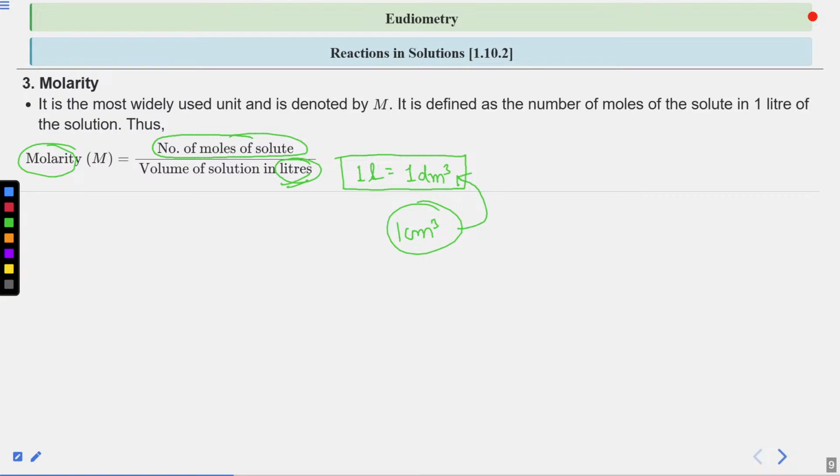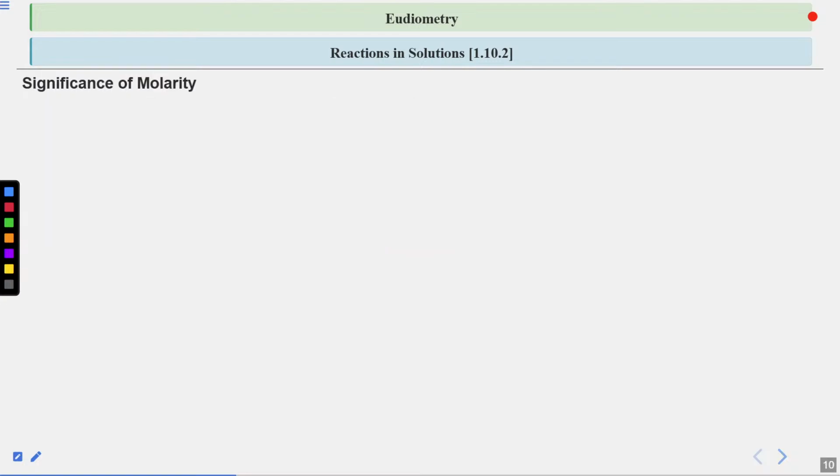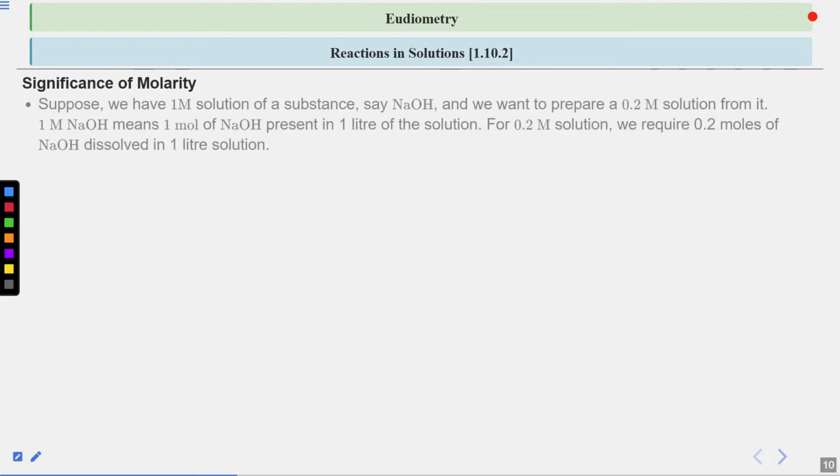Okay. Now what is the significance of molarity? Suppose we have taken 1 molar of a solution, which means the molarity is 1. Now remember students, molarity is represented by capital M, and each and every time you see capital M, it means molarity.